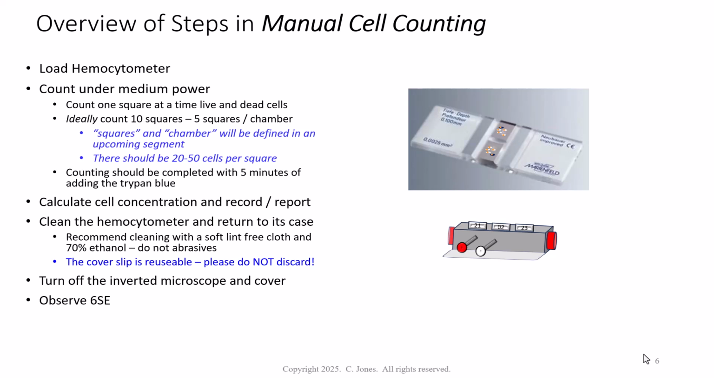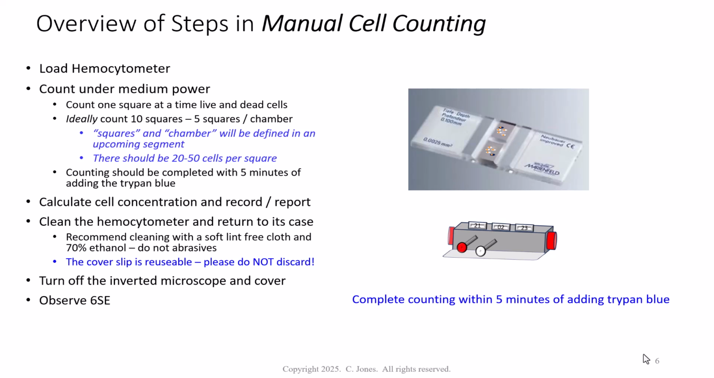Okay, so for manual cell counting, we use the cell counter here that I kind of drew a picture of. And again, we just want to emphasize that counting should be completed within 5 minutes of adding the trypan blue. After that, you risk healthy cells beginning to take up the dye. Then we're going to calculate the cell concentration and record that and report it as necessary. Then we want to clean the hemocytometer and return it to the case.